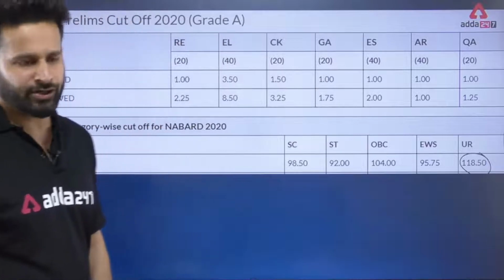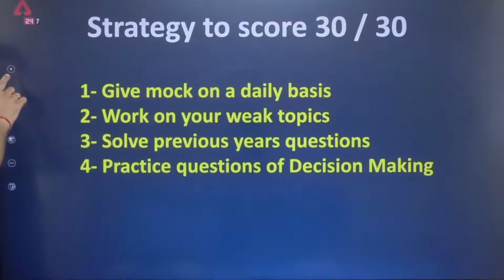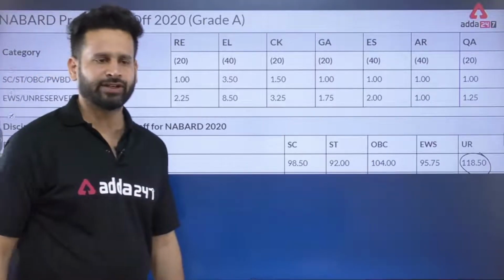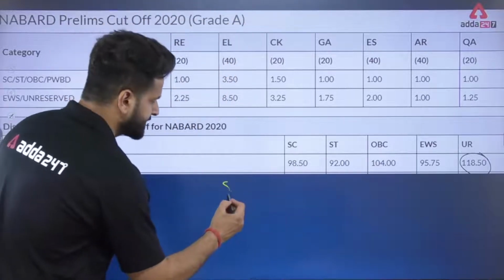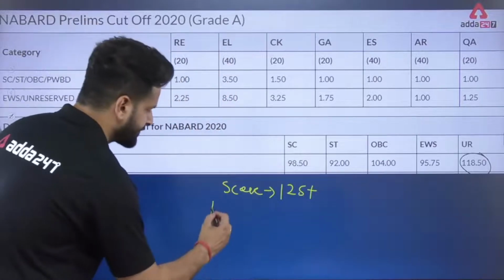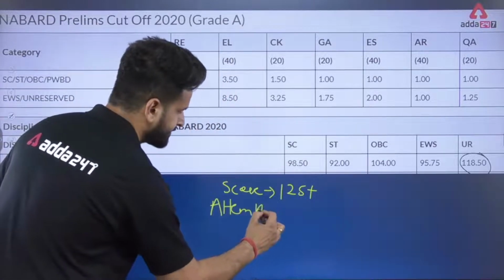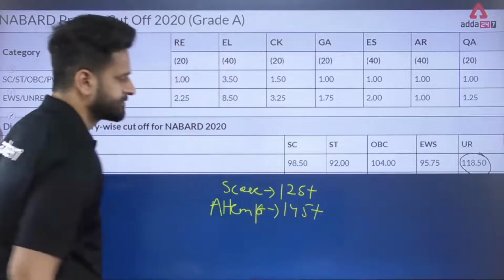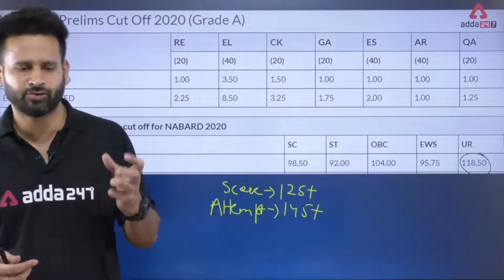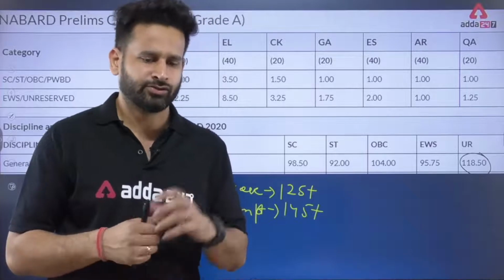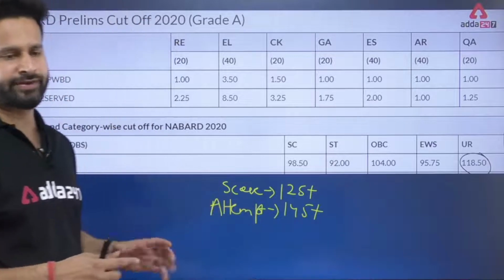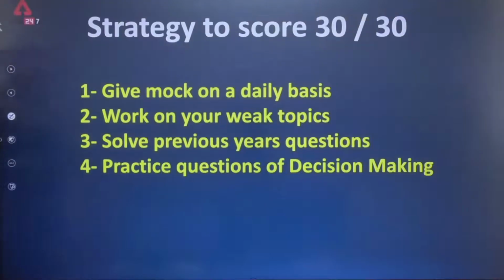So if you notice the cutoffs for phase 1, considering that you have very good accuracy, you should still score at least 125 plus, and to score 125 plus, you have to attempt at least 145 plus. No matter how much accuracy we maintain, there is still a scope that we might do some questions wrong. So to score around 125 plus, we should attempt 145. That should be our ideal target number of questions.